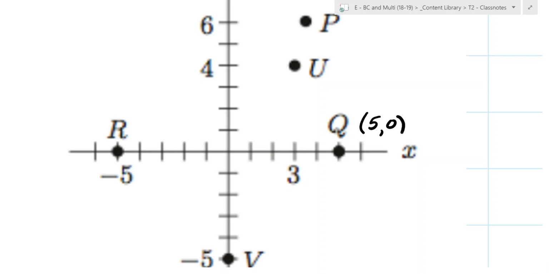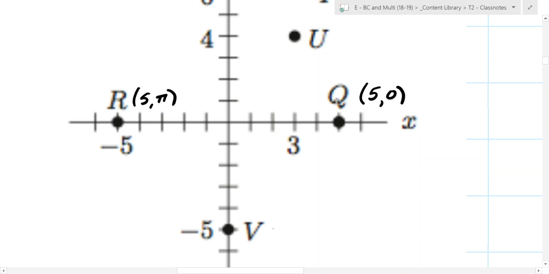Okay, let's do the fun ones. What about R here? What's R going to be? Well, it's 5 again, right? But what's the angle measure? Use radians. Pi, yeah. Unless otherwise specified, please use radians. Okay, what about V here? 3 pi over 2. 5 comma 3 pi over 2. Yep, that's fine.